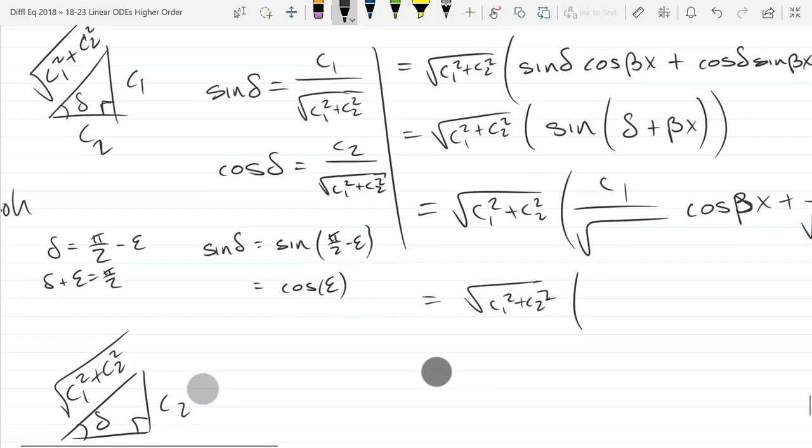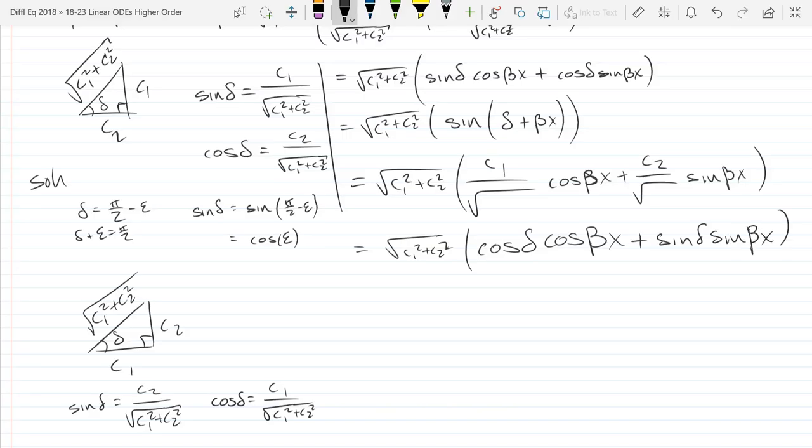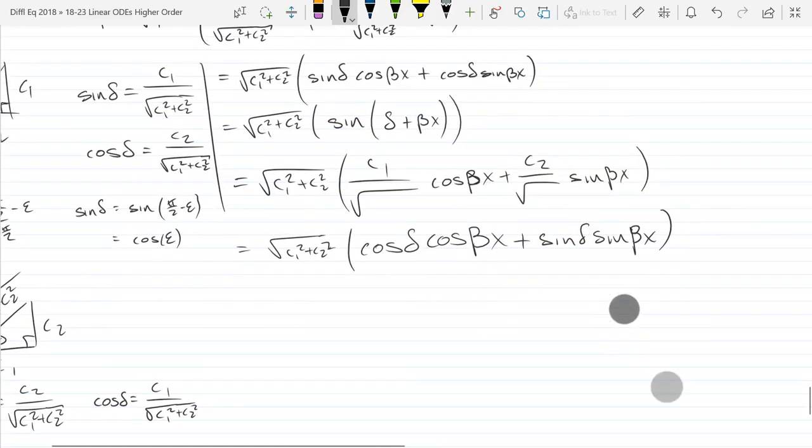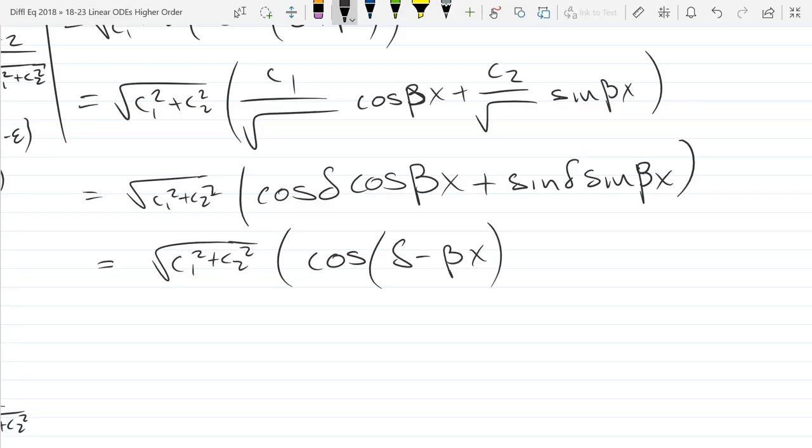All right, so our C1 over the square root is cos delta, cos beta x, and the C2 over the square root is sine delta. What we're looking at here is the difference formula for cosine. So this is cos A cos B plus sine A sine B. This is the difference formula for cosine, so it's cos of delta minus beta x.